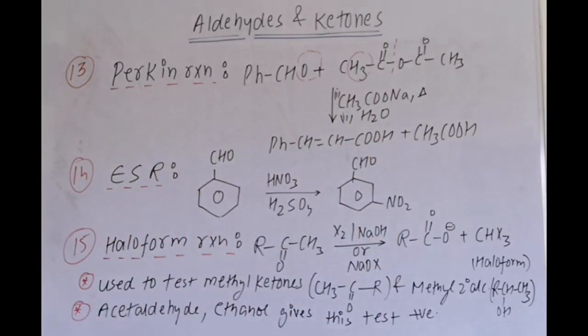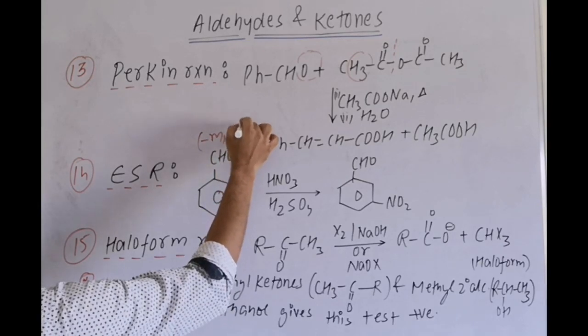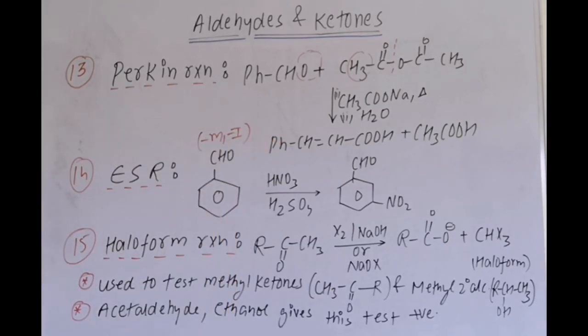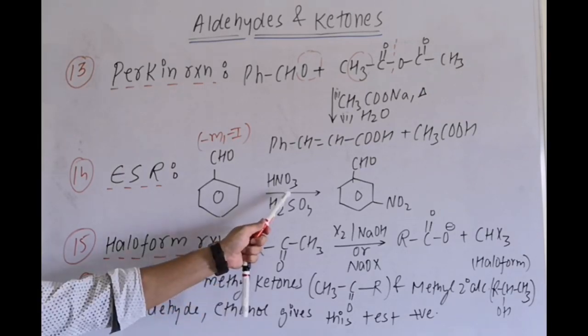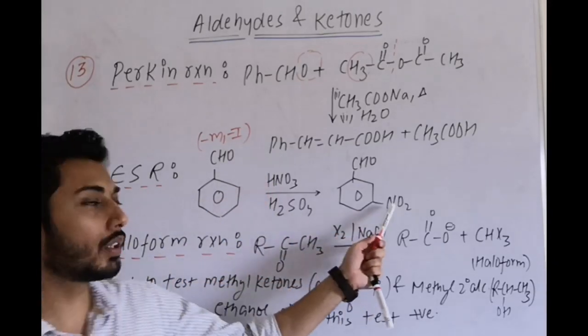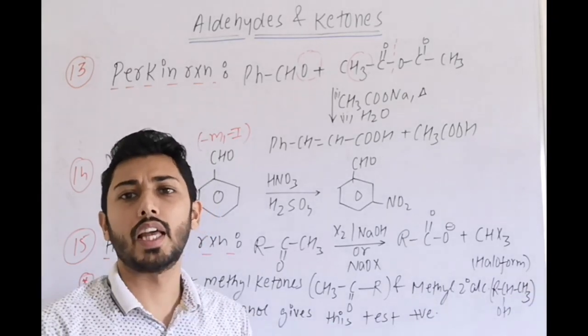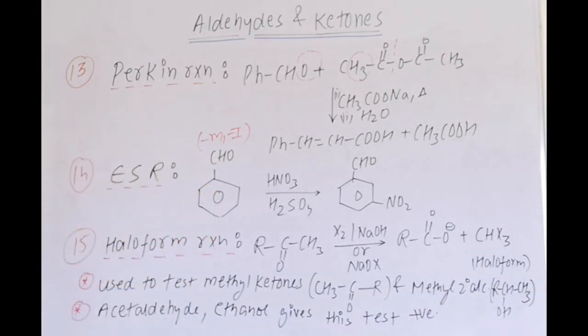This is Perkin reaction. Then next reaction is electrophilic substitution reaction of benzaldehyde. This group is a withdrawing group, and which effect? It is minus M as well as minus I group. And if you remember, deactivating groups are meta directing. It will direct the electrophile. Here electrophile is NO2 plus. It will direct it towards meta position. So electrophilic substitution reaction is at meta position mainly.